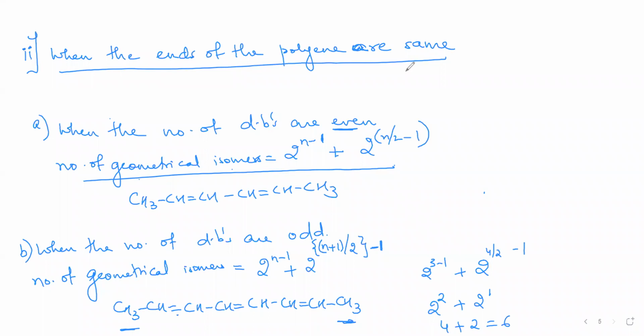So I think these formulas will be helpful for you. For these formulas you will use only when the ends of the polyene are same. So now any number of double bonds I'll give you, you should be able to predict. Now I'm giving you one question. You give me the answer for that. Just write down these formulas first.